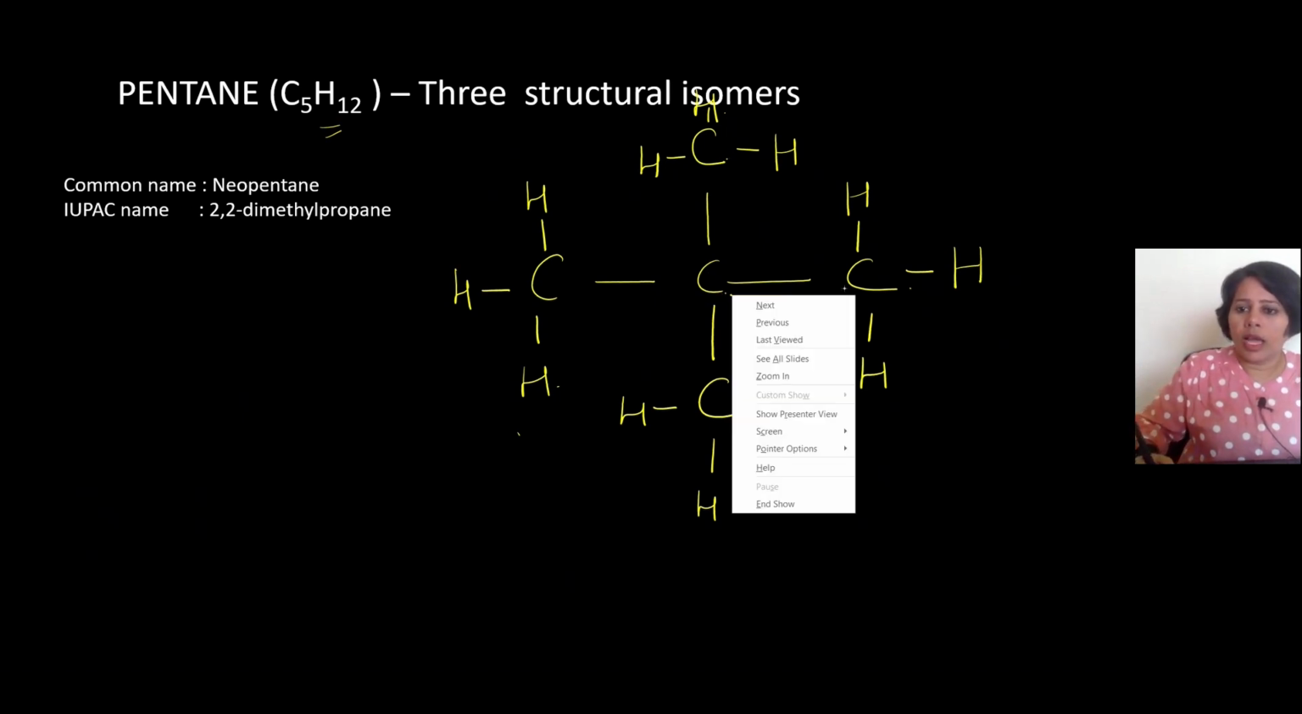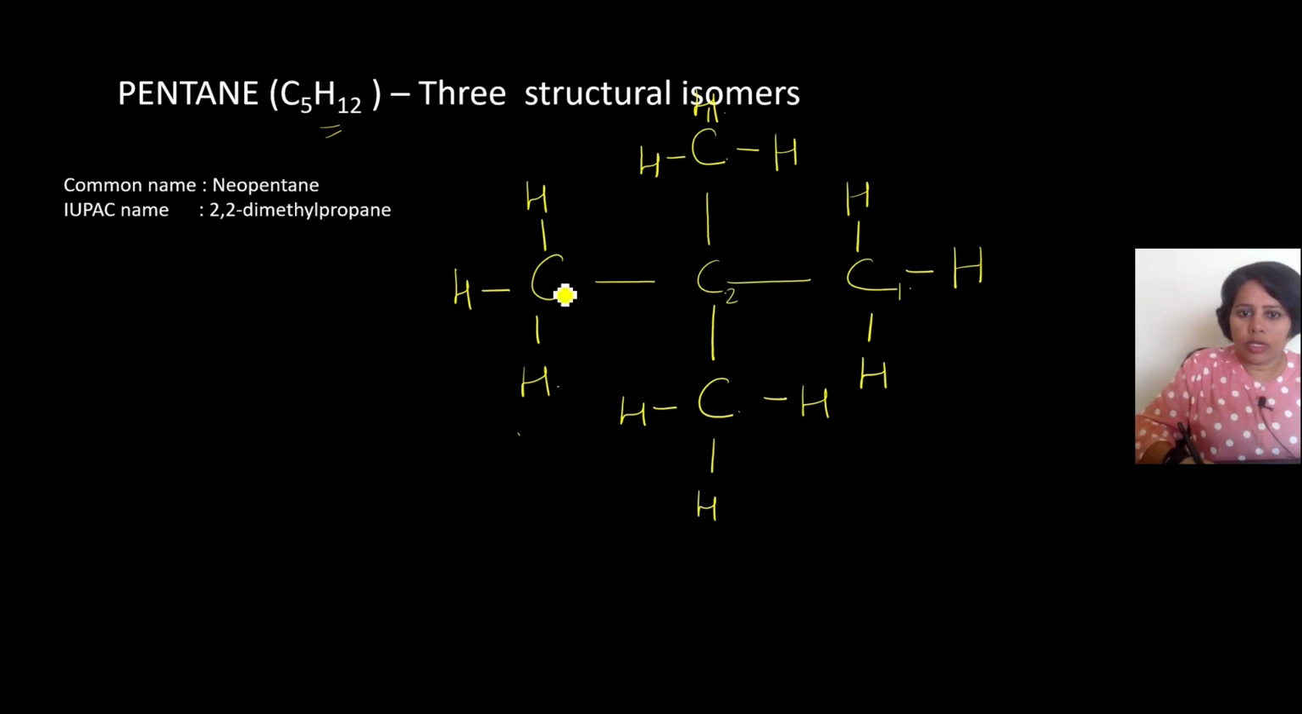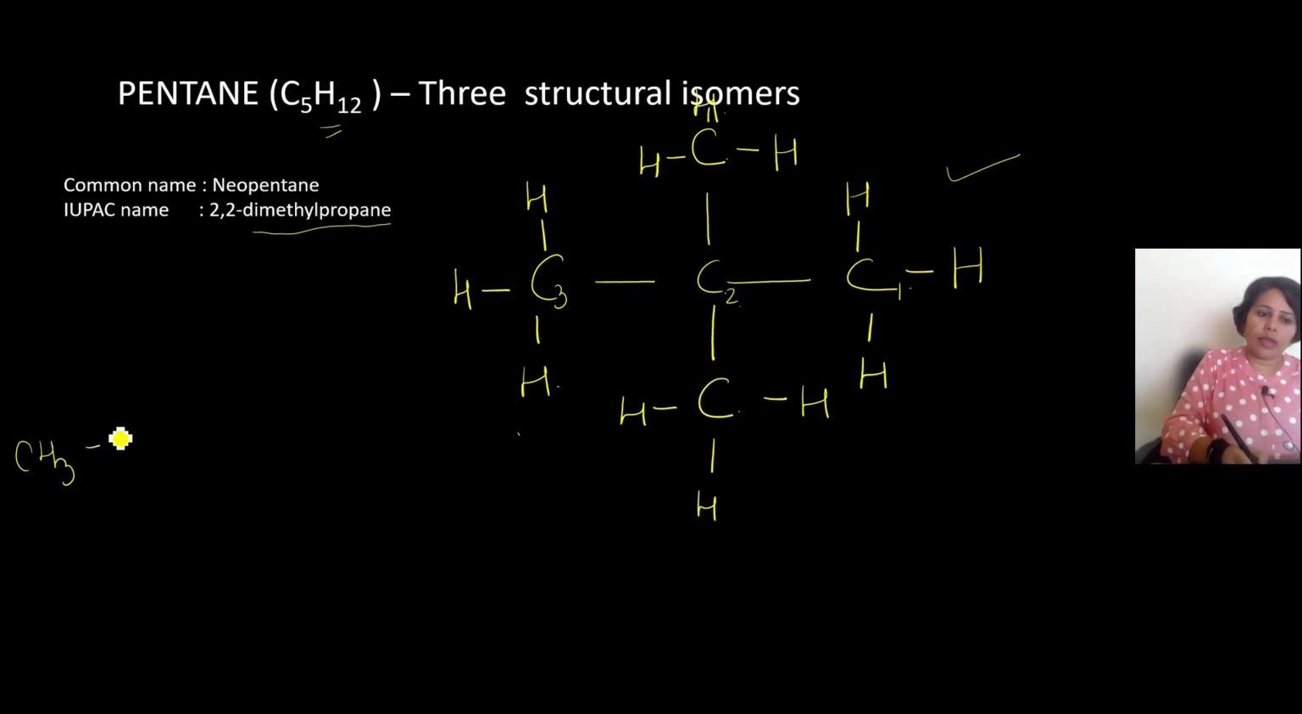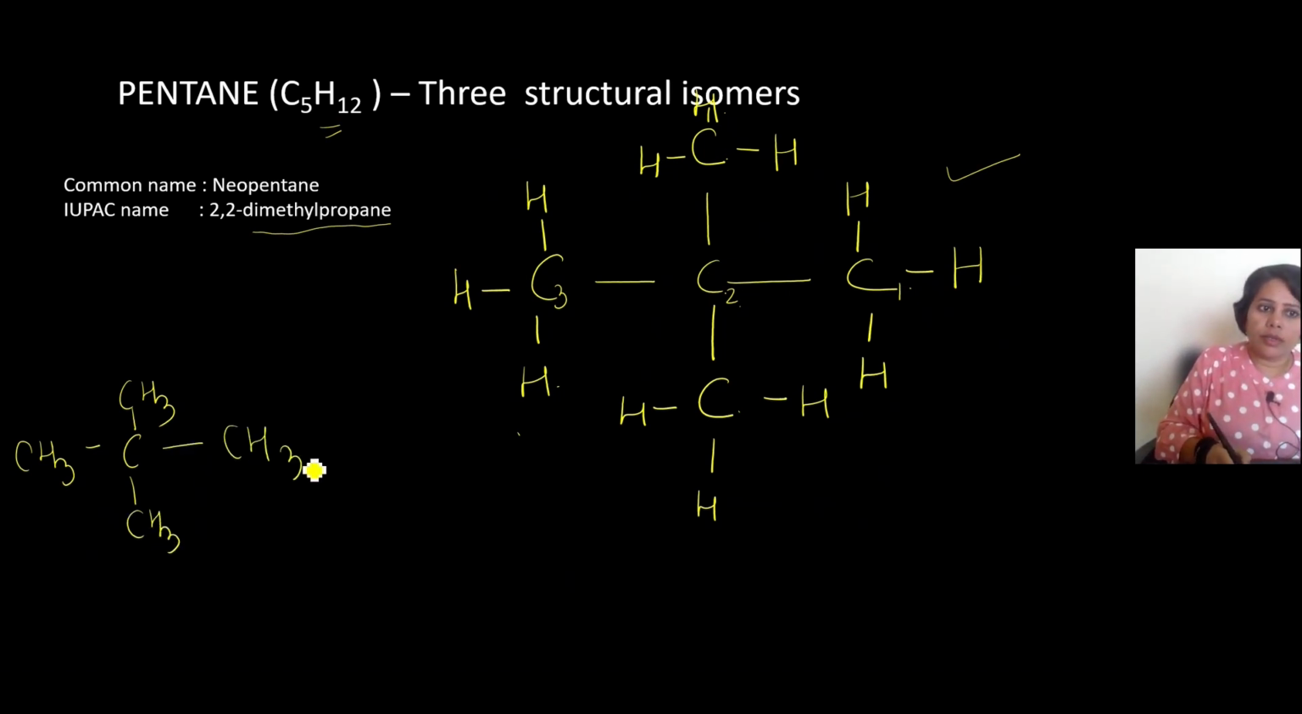That is the second carbon. And for the IUPAC name, we take the longest carbon chain, that is prop, so propane, since C-C is a single linkage. We have 2 methyl groups, so the IUPAC name will be 2,2-dimethyl propane. This is the IUPAC name. The same structure you can write in another way: CH3, C, CH3, CH3 and CH3. So this is another isomer of pentane.